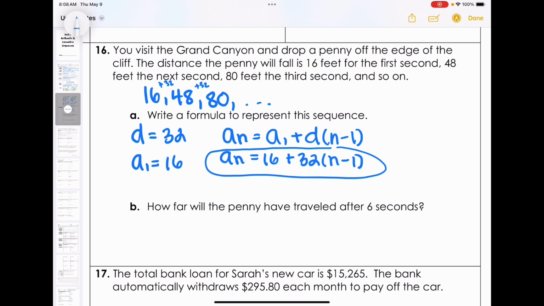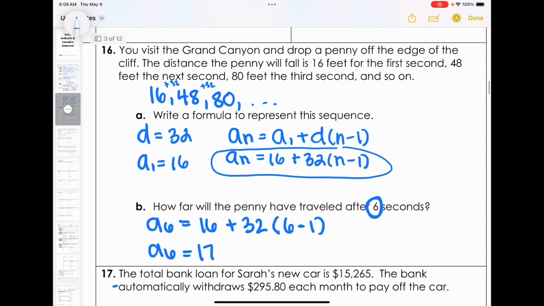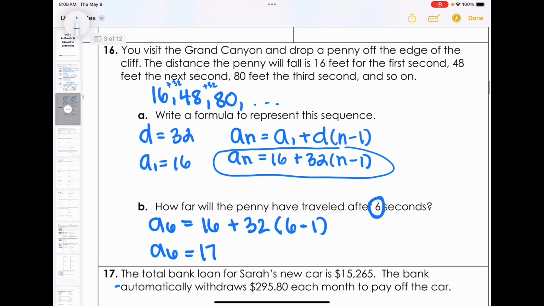So part B, how far will the penny travel after 6 seconds? So that is the nth term I want to find. So I'm going to do A6 equals 16 plus 32 parentheses 6 minus 1. I'm going to type that in my calculator, and I get 176 feet because it was talking about falling in feet in the problem.